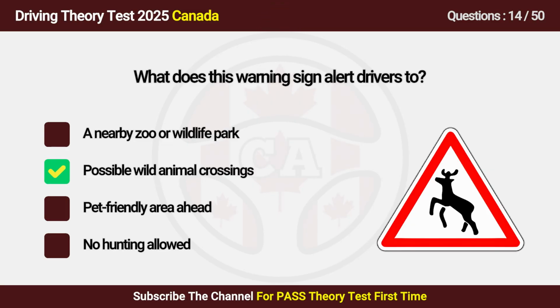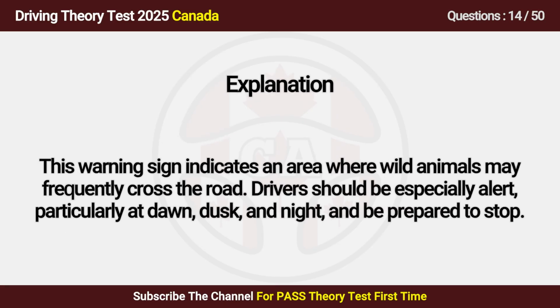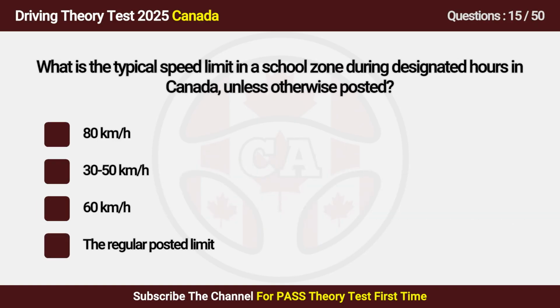Answer is B. Possible wild animal crossings. This warning sign indicates an area where wild animals may frequently cross the road. Drivers should be especially alert, particularly at dawn, dusk, and night, and be prepared to stop. Question 15. What is the typical speed limit in a school zone during school hours in Canada, unless otherwise posted?